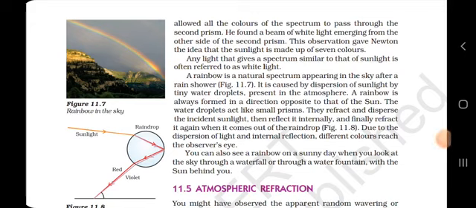You can also see a rainbow on a sunny day when you look at the sky through a waterfall or a water fountain with the sun behind you. The same thing is happening here. So I hope you are clear with the formation of the rainbow. The white light splits into 7 colors, that is the spectrum, through a glass prism, and the recombination of the white light is also known as Newton's law of recombination of white light.